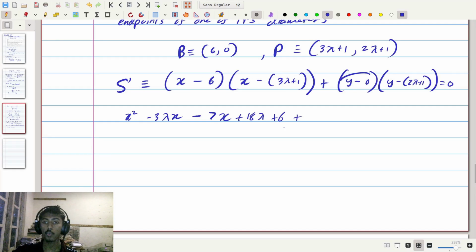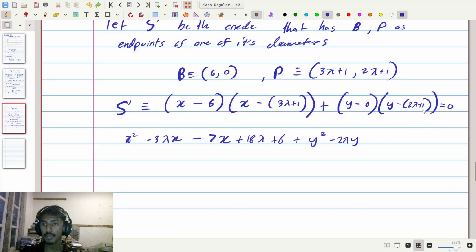And then we're going to have y times this stuff, which is going to be y times y, which is y squared. And then we're going to have y times this bit here, which is y times minus 2 lambda, which is minus 2 lambda y. And then y times minus, this is supposed to be minus plus 1 here. This looks like a 7 or something. I'm just going to correct that quickly. There we go, right. So we have y times minus 1, which is minus y, and that is equal to 0.